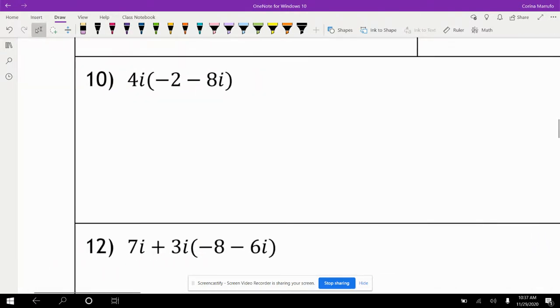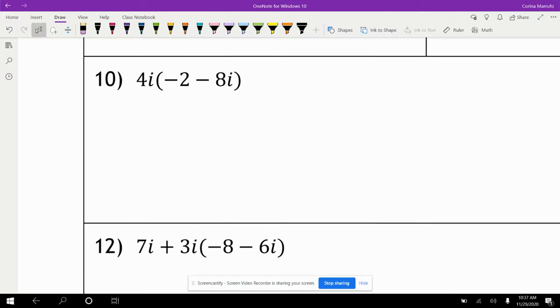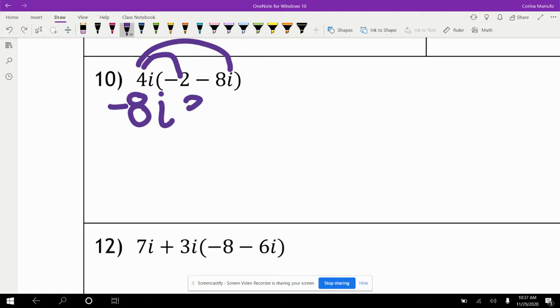Okay, let's look at the next example. Here we have 4i outside of the parentheses, so we have to distribute that 4i to each one. So 4 times -2i is -8i. 4 times -8 gives us a -32. And then i times i gives you i squared. Remember, the rules are exactly the same as x's.